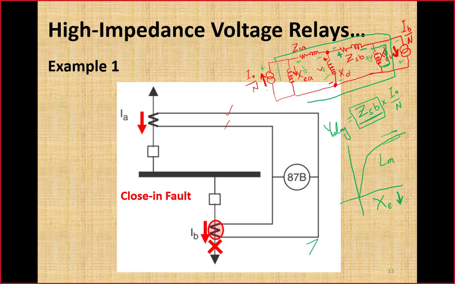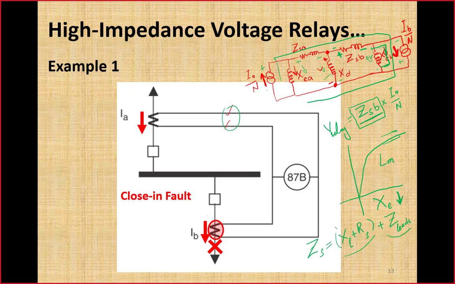Z series is equal to, first, the leakage reactance plus the resistance of the secondary winding. This is the first part. Plus the second part of this impedance is the impedance of the leads. Leads are the wires that are used to connect the CT secondary with the relay. So we want to keep this as small as possible.